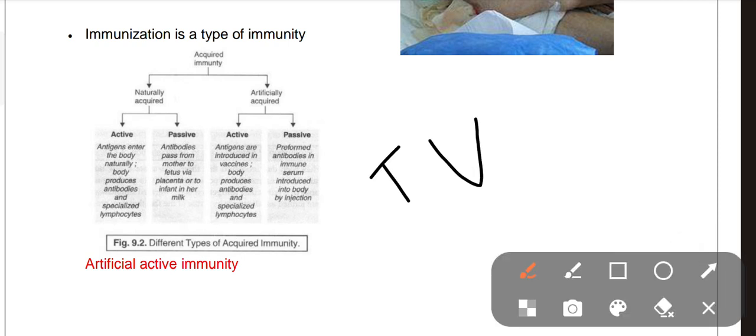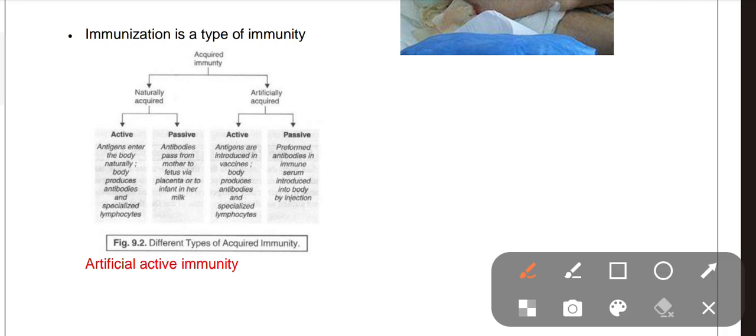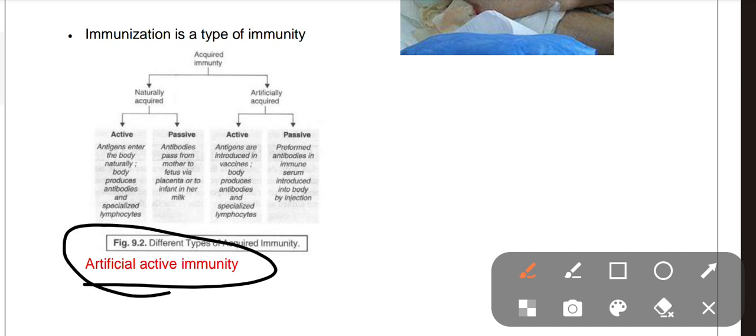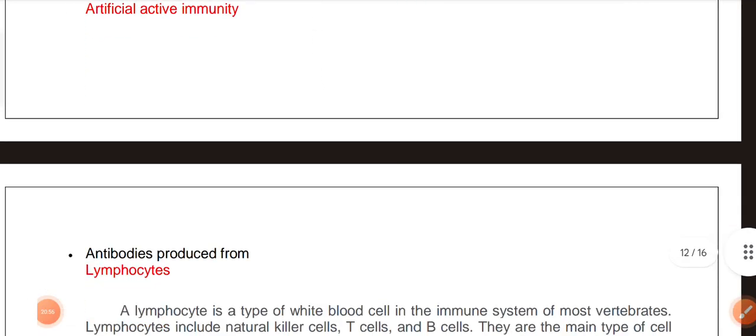For example, oral polio vaccine is also present in the immunization schedule. So that polio vaccine comes under artificial active immunity. So immunization is a type of artificial active immunity.